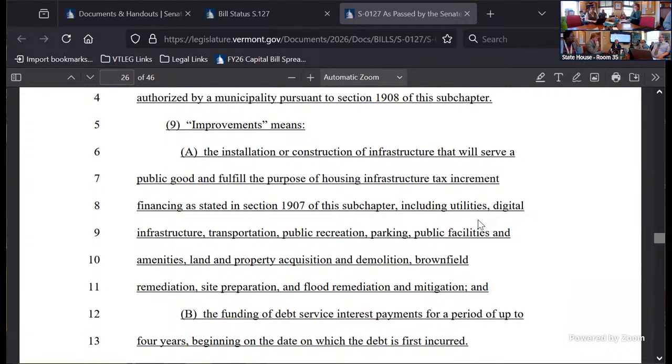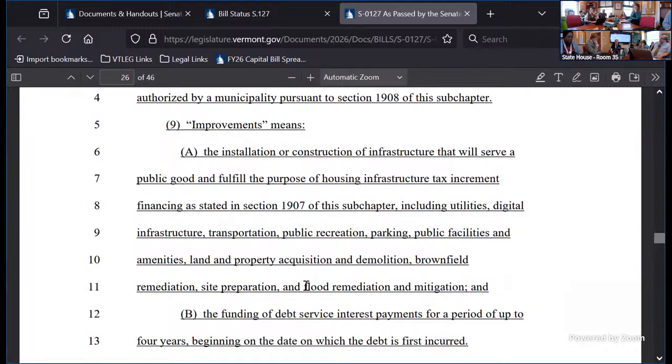Parking. Parking is again distinctive to this as against TIF districts. The reason this is called out, because if you see the next item, it's public facilities and amenities. Public facilities and amenities could include parking, right? But it would only include public such ones. So if you were trying to do a private parking lot for a particular housing development, that's why you see this call out to parking here. Land and property acquisition and demolition, brownfield remediation, site preparation, all of those are things that exist for TIF districts.